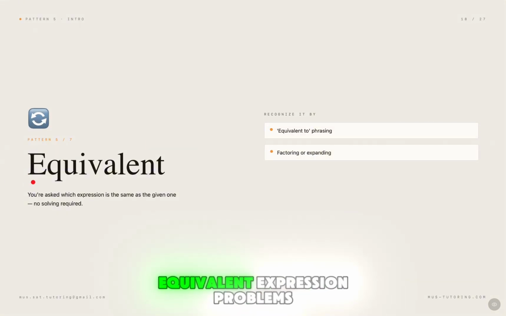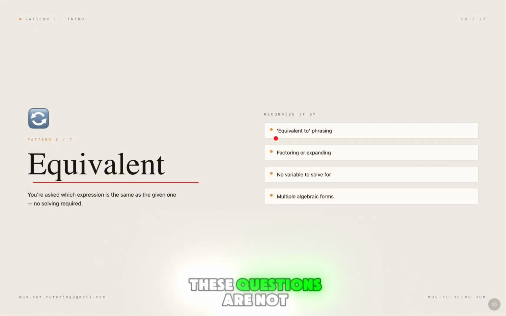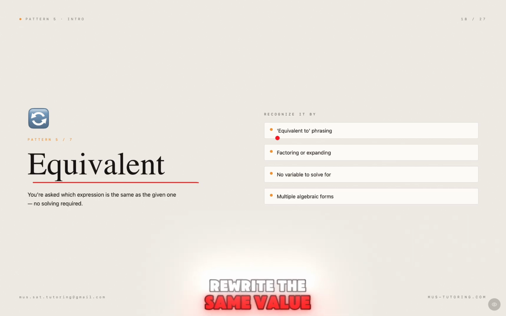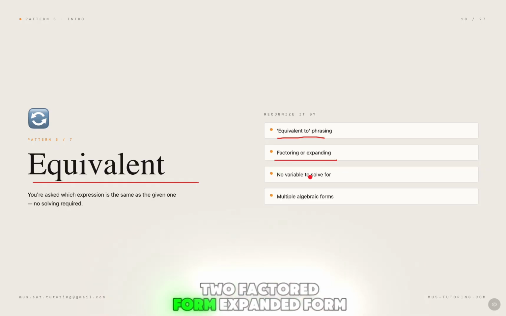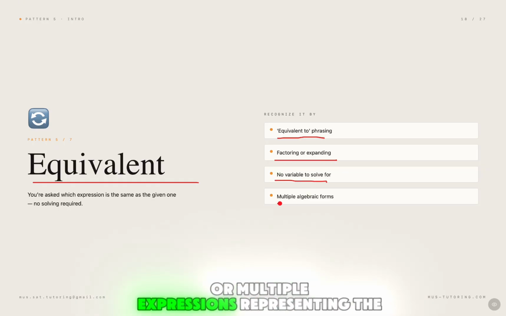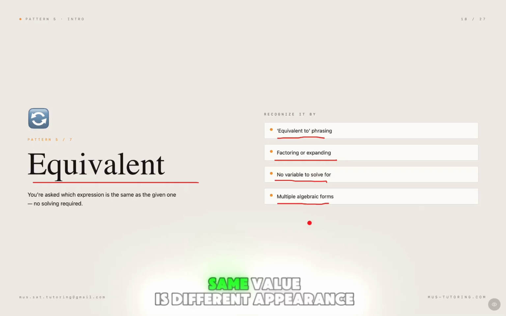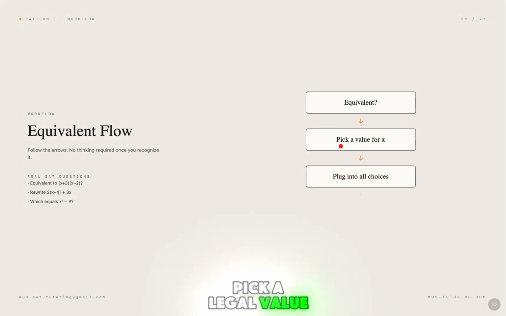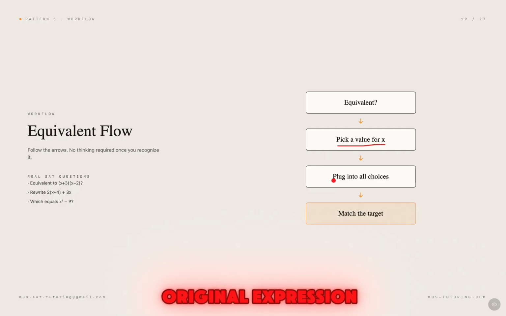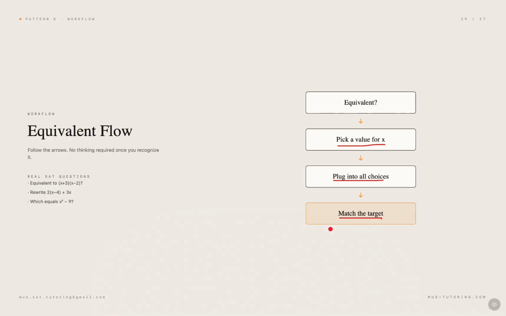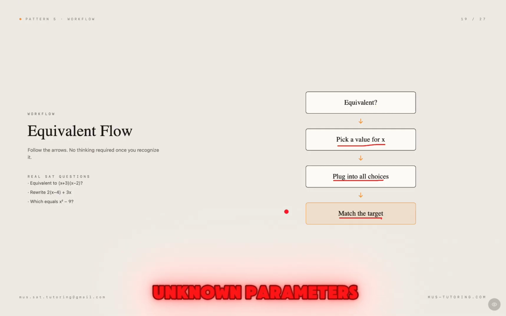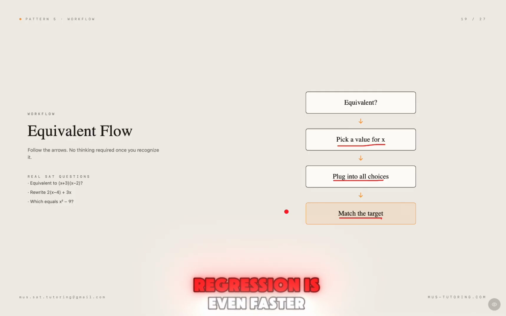Pattern number 5, equivalent expression problems. These questions are not asking you to solve for x. They're asking you to rewrite the same value in a different form. Look for phrases like equivalent to, factored form, expanded form, or multiple expressions representing the same thing. Same value, different appearance. The basic workflow is simple. Pick a legal value for x, plug it into the original expression, plug it into the choices. Whichever output matches, wins. But when the question contains unknown parameters like a and b, regression is even faster.